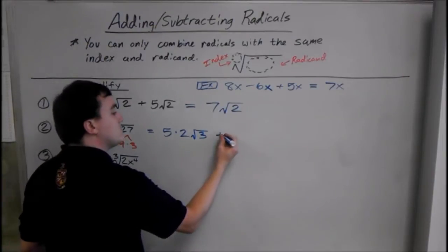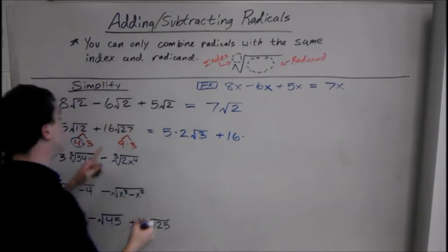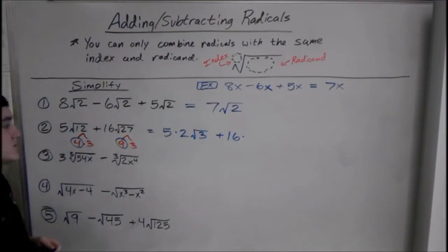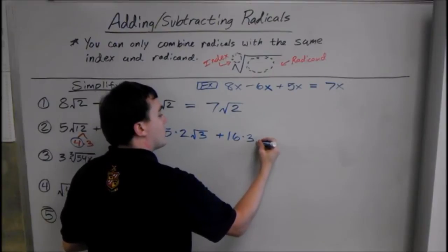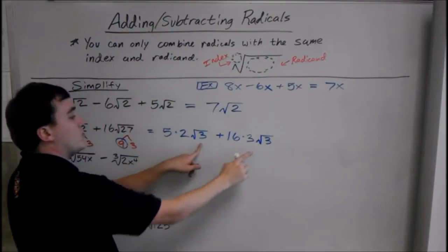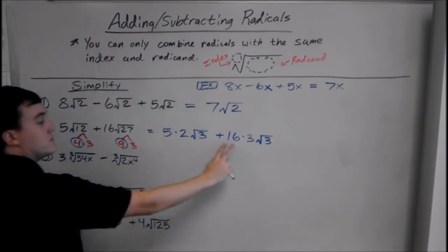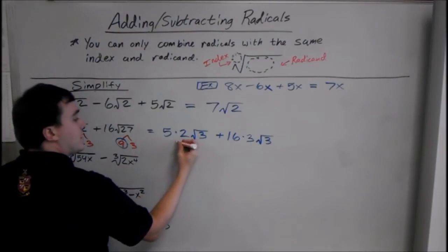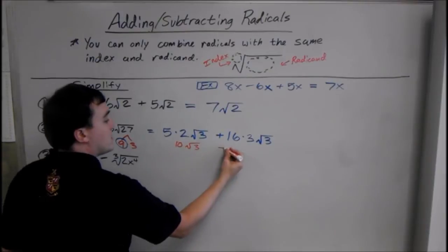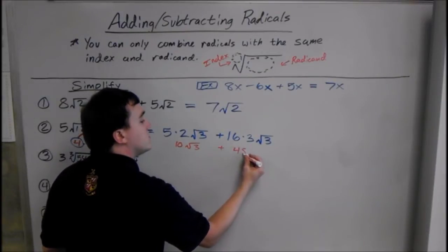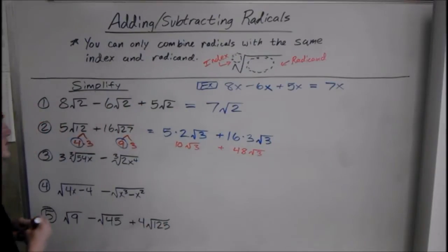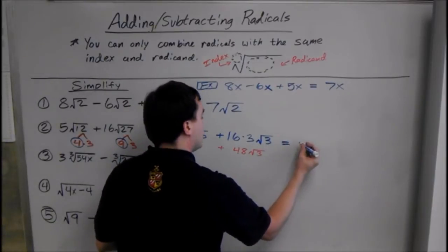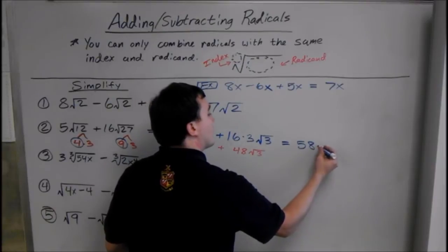Plus 16 times, we break this up into 9 times 3. The square root of 9 we can do. Square root of 9 is 3. Square root of 3. Well, now they're both square root of 3. So once we multiply these numbers in front, we can add these together. So here, 5 times 2 is 10 root 3, plus 16 times 3 is 48 root 3. So we have our answer. 10 plus 48 is going to give us 58 root 3.